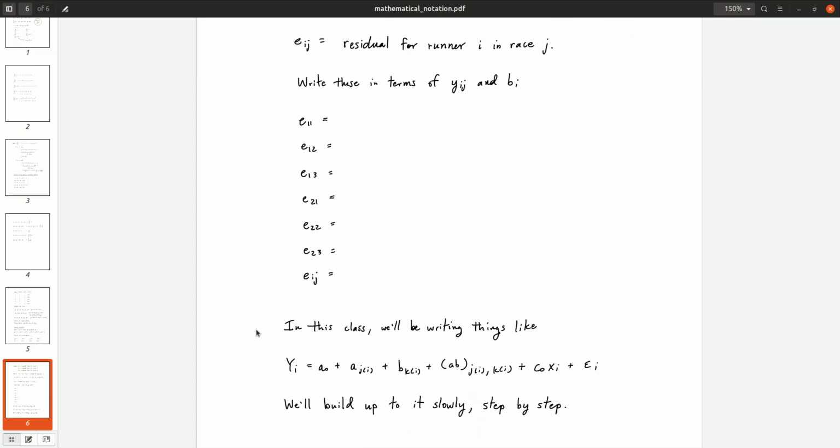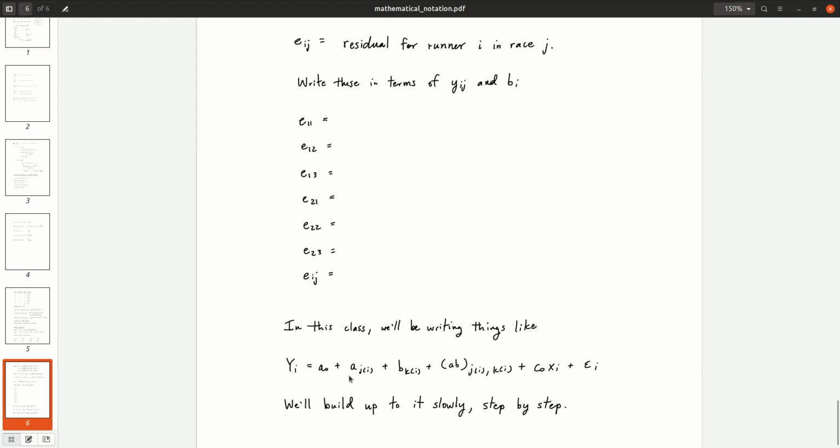You can pause and do that, but might as well just finish up here because this is the last page. This is just a brief overview of the kind of mathematical notation we're going to be using. We're going to be using subscripts, double subscripts. We're going to be using summations, and we're going to be using indexing functions. In this class, we're going to get somewhat complicated because these are the sort of models that people use.